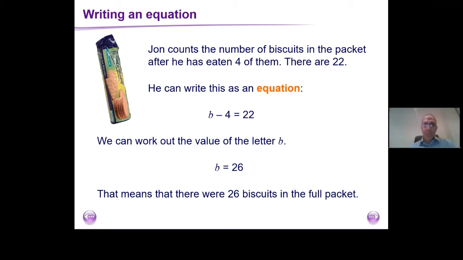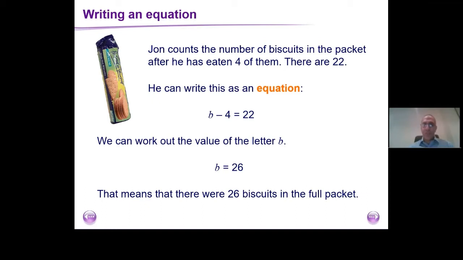So this is an equation. An equation always has to have an equal sign. If there is no equal sign, like in the previous example, and it just said B minus 4, then it is an expression. So just bear in mind, an expression is a letter plus or minus a number, or it could just be the letter by itself. But in an equation, you always have to have an equal sign.